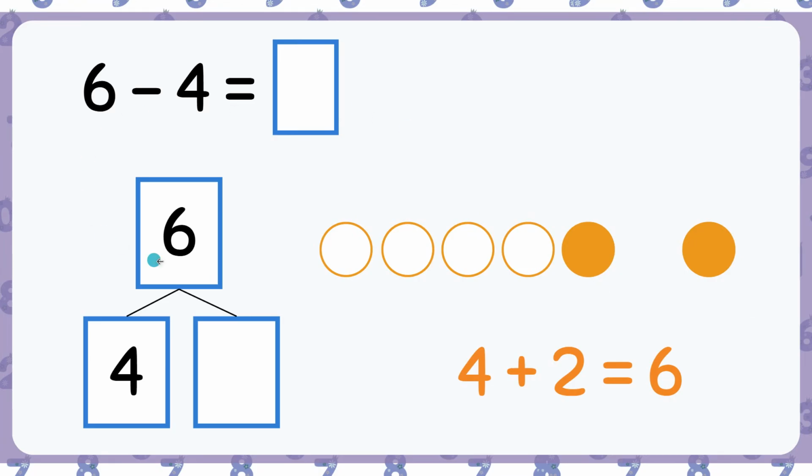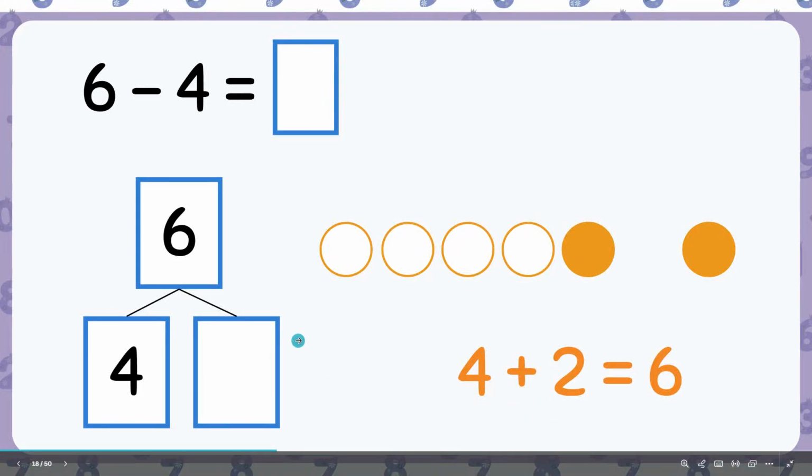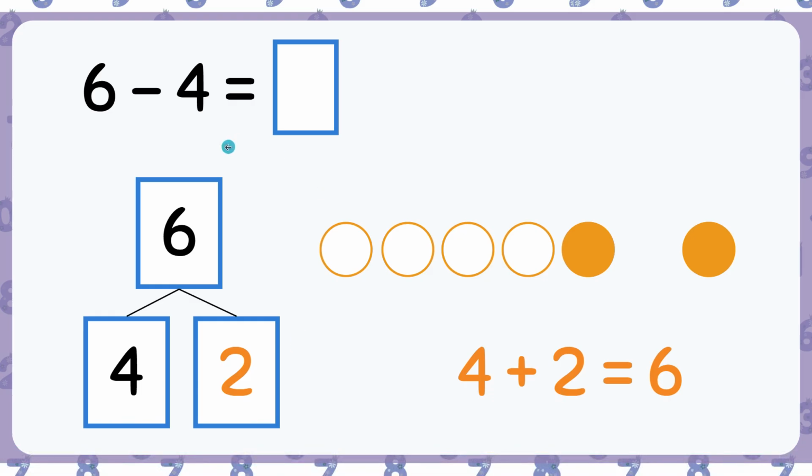Yes. If 6 is our whole amount, it's our total, and 4 is one of the parts, then we use our addition number sentence to figure out what the other part was. And that was 2. Good job. So the same goes for our subtraction number sentence. 6 minus 4, that's one of the parts, equals, well, it's going to equal the other part, right? Yeah, because we have to add those two parts together to get 6.